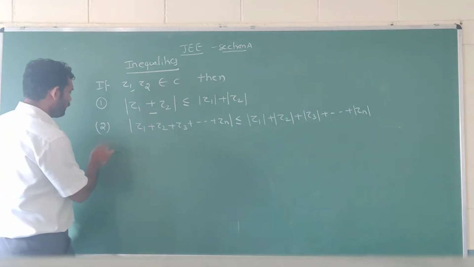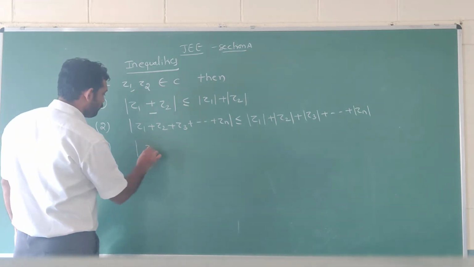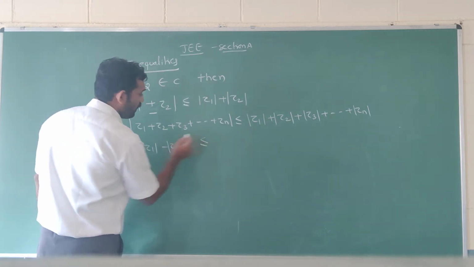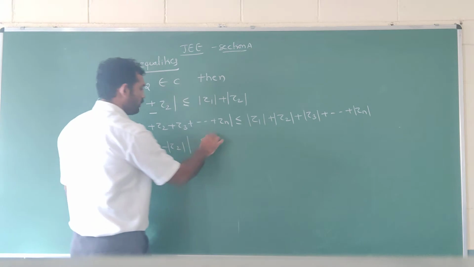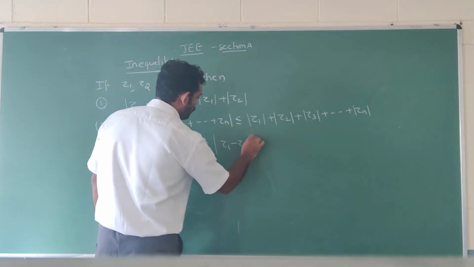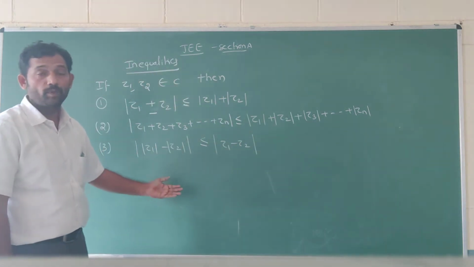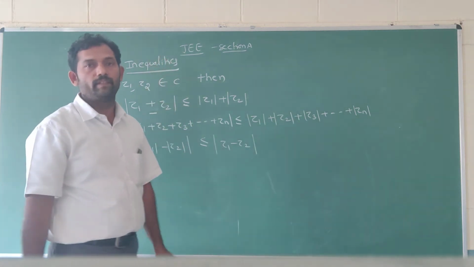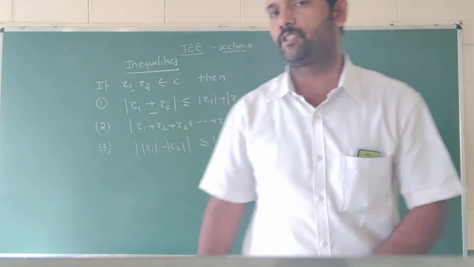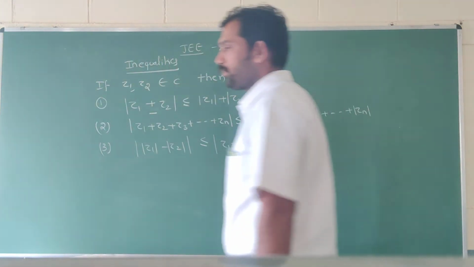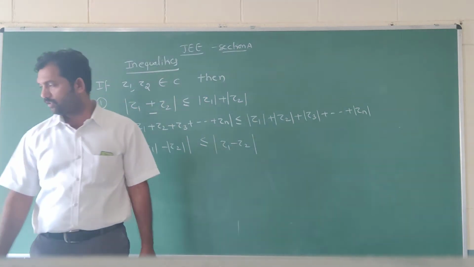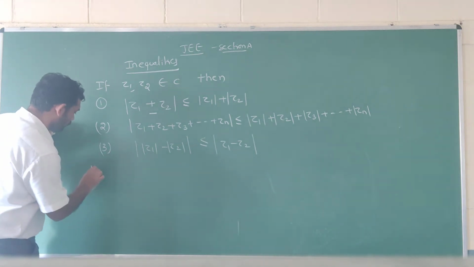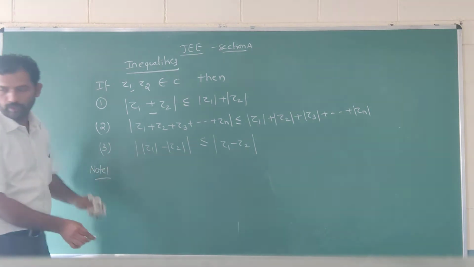And next, the third point: modulus of Z1 minus modulus of Z2, its absolute value is less than or equal to modulus of Z1 minus Z2. So remember all these points; we have not covered them in the theory, so you have to read them compulsorily. These are more helpful in competitive exams, that's why you have to read, right? Next, some note points are given based on these points.